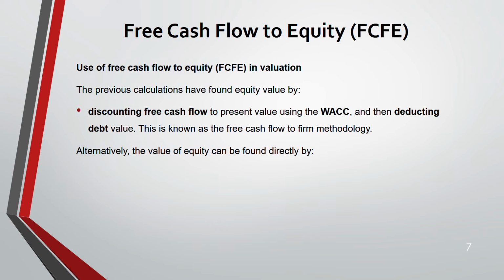Or there is another way to find the value of equity. It can be found directly. How? You can discount the free cash flow to equity itself at the cost of equity. Now do you get the difference clearly? Free cash flow you discount using WACC and you deduct debt value. Free cash flow to equity, do not deduct debt, no need, just discount using cost of equity, not WACC. So equity for equity. That means free cash flow to equity at cost of equity.